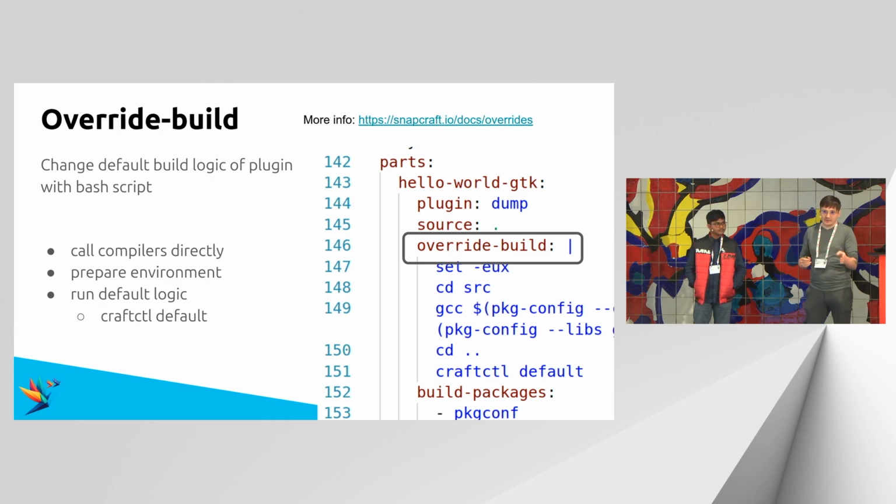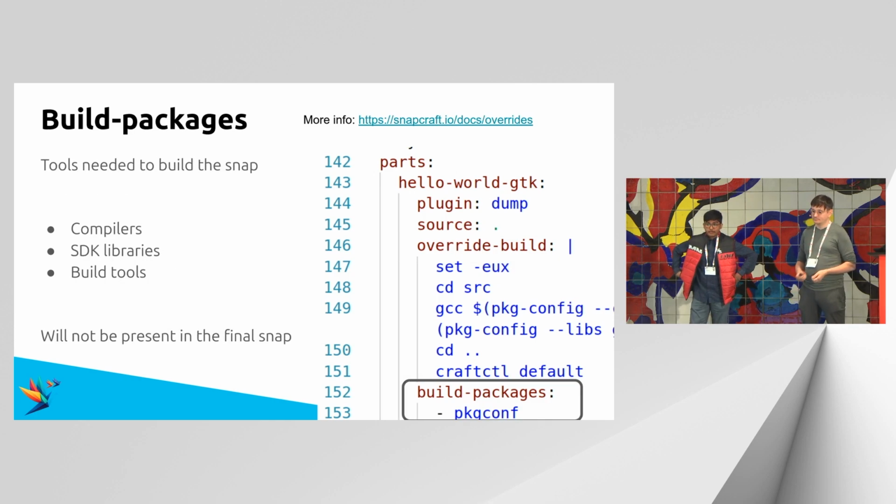Let's say you have a Python project, and you need to first do some patches before you can build it. Then you can use override-build to first do the patches using a CLI script, and then finally use craftctl default in order to run the normal Python build logic.